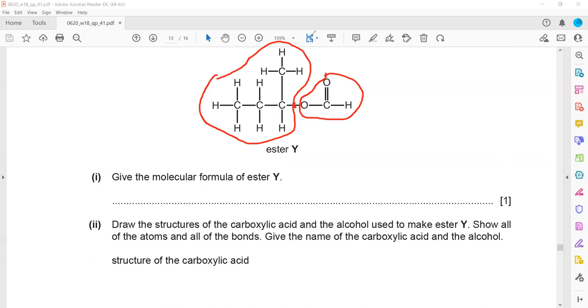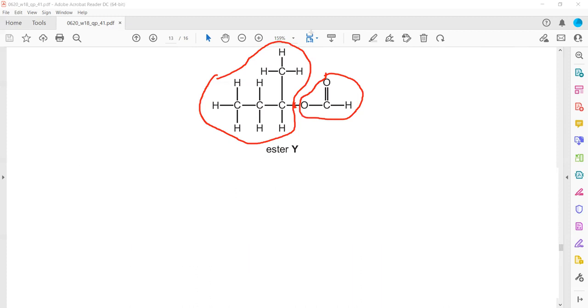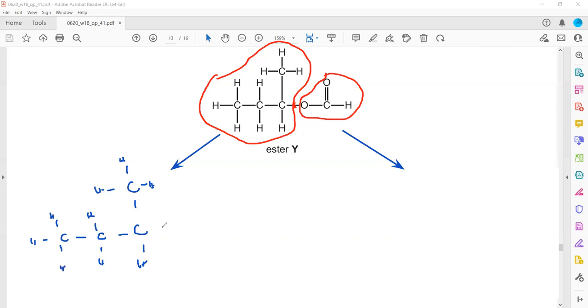So if you want to deduce the structure of alcohol, so the part which is attached with oxygen is coming from alcohol, and the part which is attached with C double bonded with O is from carboxylic acid. So if you want to draw the structure of alcohol, so this is CH, then this will be CH, then this is CH2, and then CH3. So this one is from carboxylic acid, C double bonded with O and O.